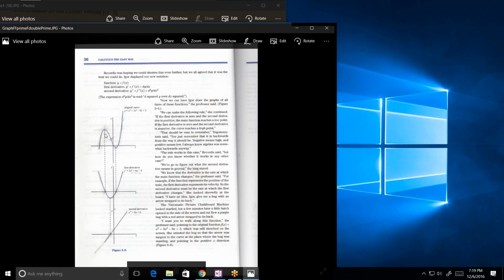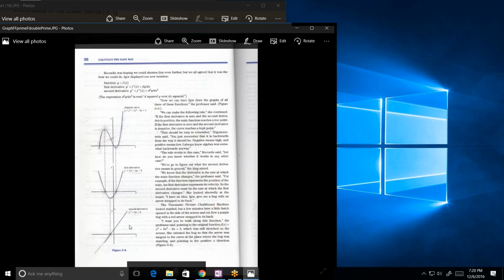Notice where the original function is concave down, the second derivative is negative. All in here is negative. That corresponds to where the original function is concave down. Now look where the original function is concave up. That corresponds to where the second derivative is positive. Not increasing, but positive. Make sure you always distinguish between those two words.